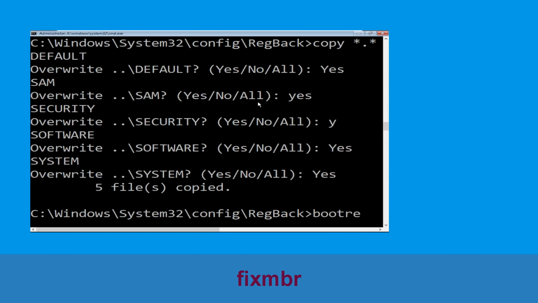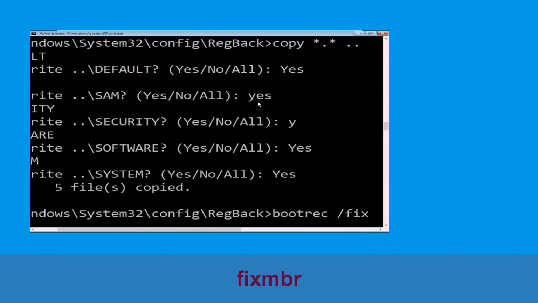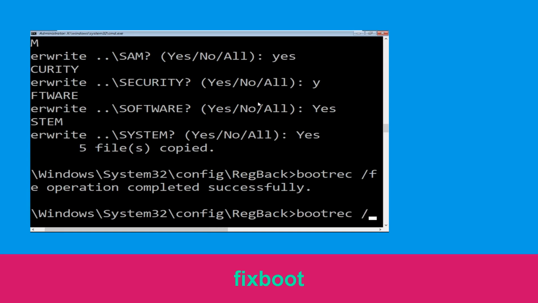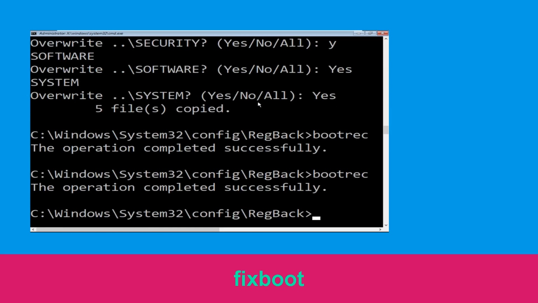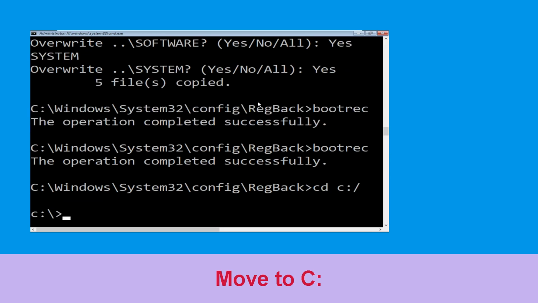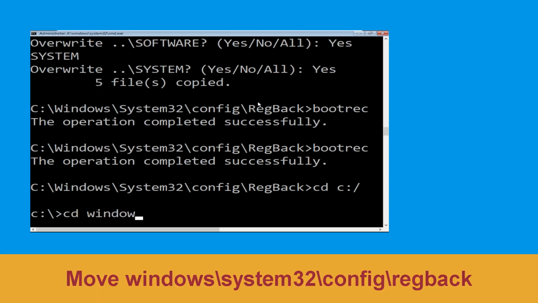Now type bootrec space /fixmbr and simply hit enter. Now type bootrec space /fixboot and hit enter to execute. Now type in cd space c colon / and simply hit enter to execute the command. Now type cd space windows /system32 /config /regback and hit enter to execute.